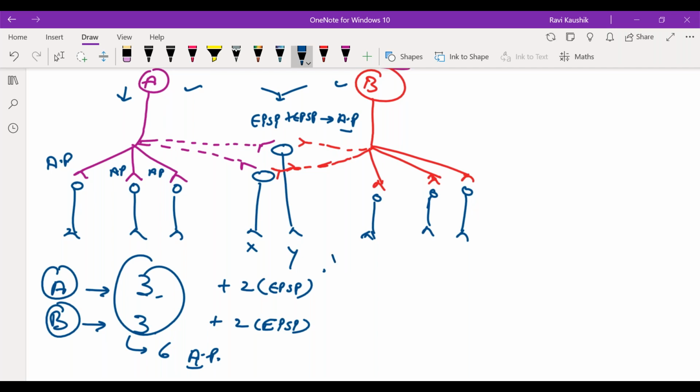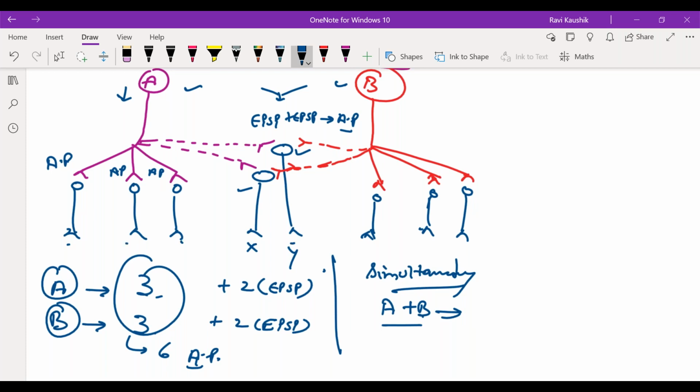However, now it's easy to understand, if simultaneously you excite A and B, then you see even for X and Y an action potential will be formed. So they will lead to excitation of all of them. How many of them are there now? 1, 2, 3, 4, 5, 6, 7, 8. Right? So earlier it was 6 action potentials, now there are 8 action potentials which are coming.